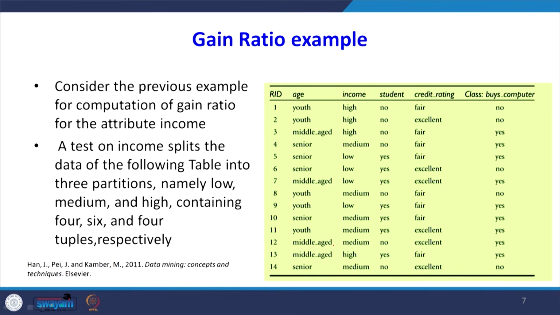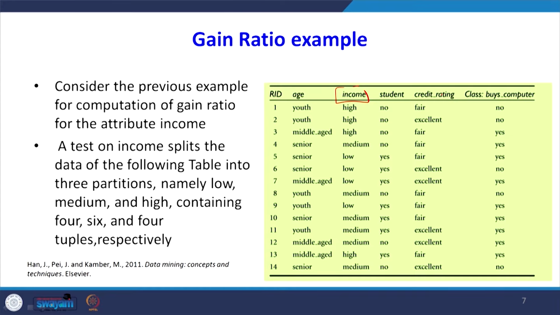Look at this example. I showed this data set in my previous lecture also. Consider our previous example for computation of the gain ratio for the attribute income. We are going to take this variable first and find out its gain ratio. I am going to explain the procedure for only one attribute. Like that you have to try the age attribute, the student attribute, and the credit rating attribute. Whichever is highest, that variable should be chosen for classification.